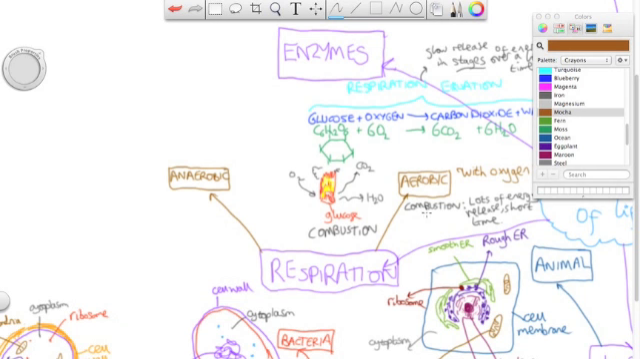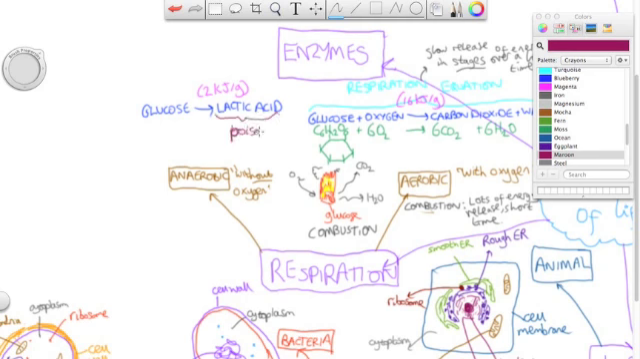So anaerobic respiration is actually without oxygen, and there are different types of anaerobic respiration. So the one that happens in humans is that glucose is converted without oxygen to lactic acid, and it releases about 2 kilojoules per gram of glucose, whereas aerobic respiration releases about 16 kilojoules per gram of glucose. So aerobic respiration is much more efficient, and also anaerobic respiration produces lactic acid, and that's poisonous for our body.